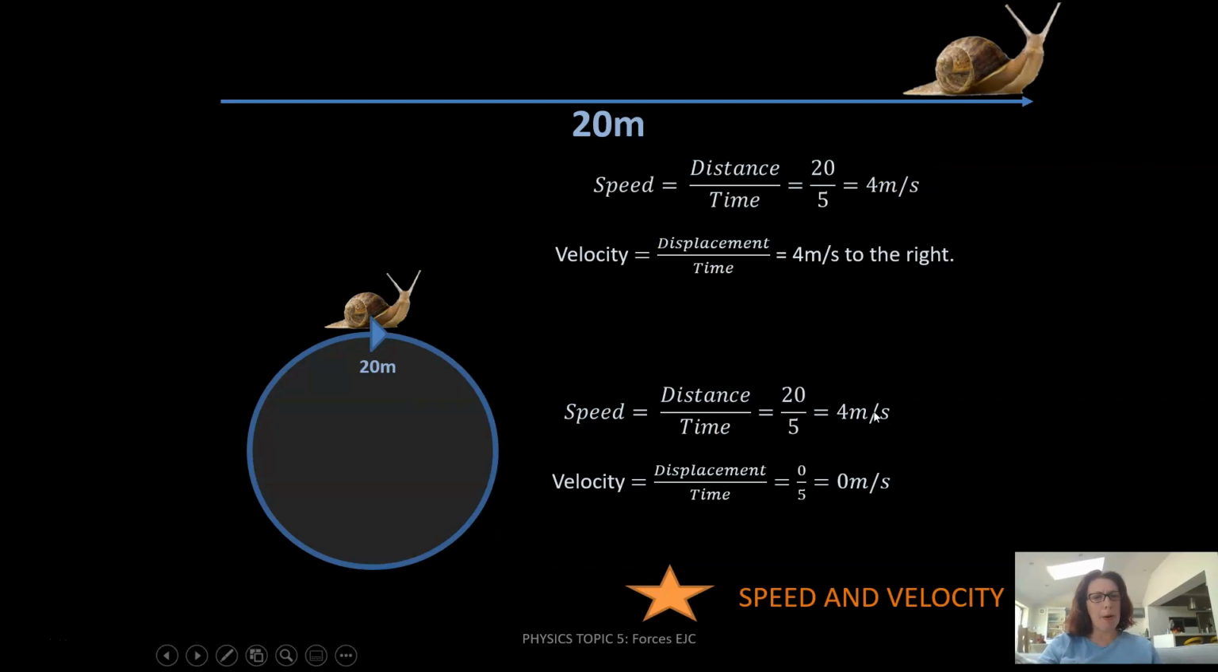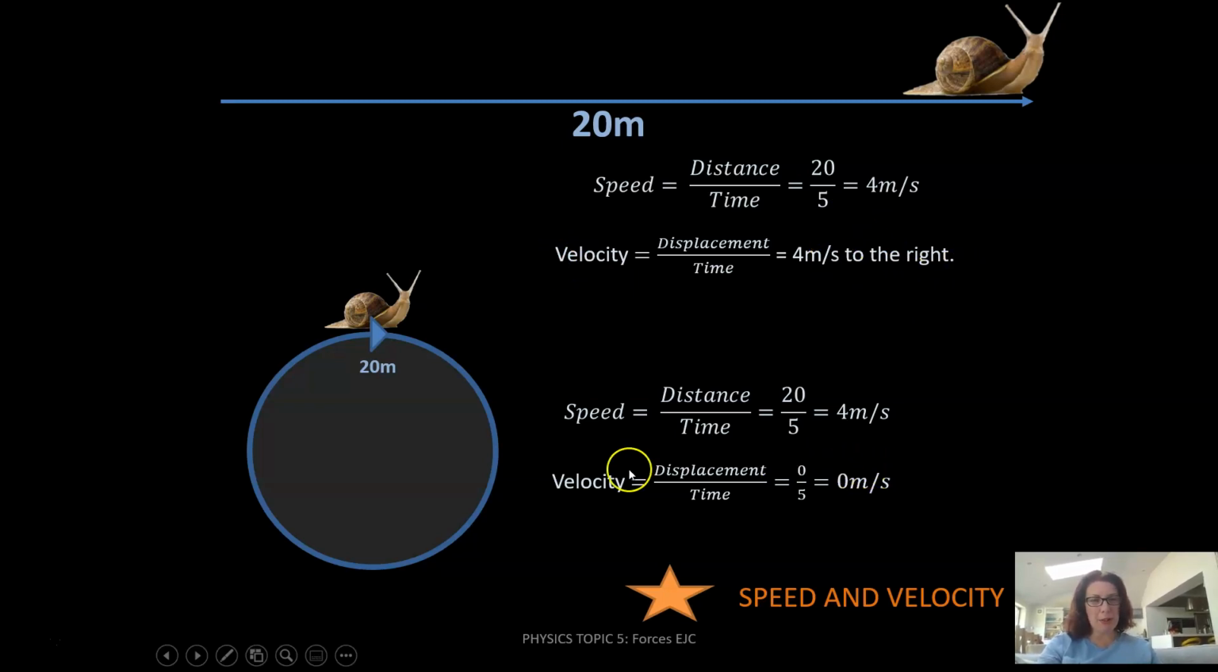My velocity would tell me that though, and in fact velocity is displacement divided by time. Interestingly, when you travel in a circle, you start at the same point that you end up at, and so the displacement of the snail is actually 0. It started at the start and it's ended up at the start. So the velocity would be 0 divided by 5, which gives us 0. Here we get a different number. Really interesting. Most of the time you won't need to worry about that. It's just an interesting point. Most of the time you just need to remember the velocity would be 4 meters per second to the right.